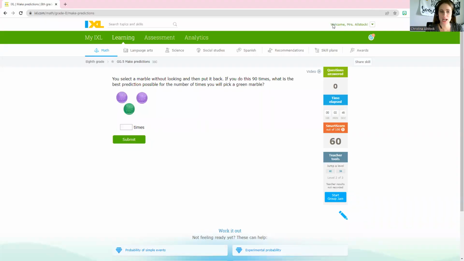All right, let's try this question. You select a marble without looking and then put it back. If you do this 90 times, what is the best prediction for the number of times that you will pick a green marble? Initially, my brain's like, wait, there's not enough information for me to solve this. But there is. This is one where we're making a prediction based on the theoretical probability, because it didn't give us the experiment.